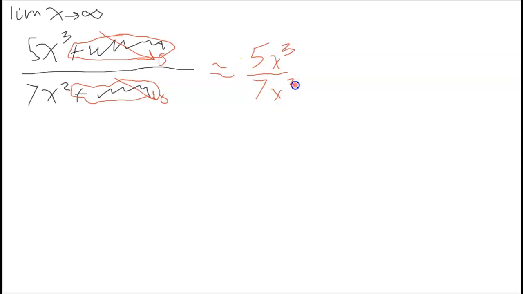But then you go, oh, x is not zero, x is a positive number, and x cubed cancels with x squared. So you get 5x over 7. You can think of this, I'll just rewrite it a little bit. It's 5/7 of x, but x is going to infinity.